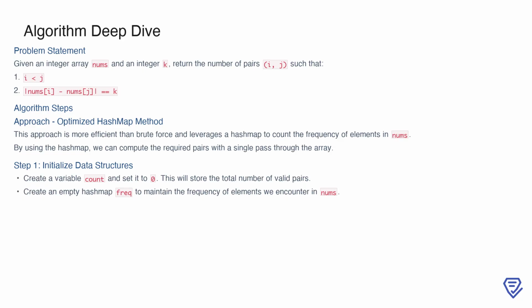To solve this efficiently, we will use an optimized approach involving a hash map. This method avoids the inefficiency of checking all possible pairs, as is done in a brute force approach. Instead, we simplify the problem by maintaining a frequency count of elements as we iterate through the array. To start, we initialize two things: a variable, count, to store our result, and an empty hash map, frequency, to keep track of how many times each number appears as we process the array.